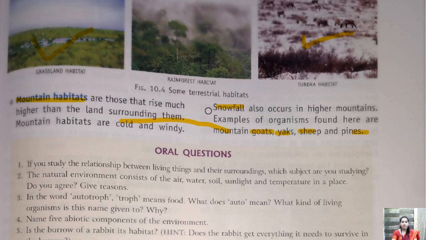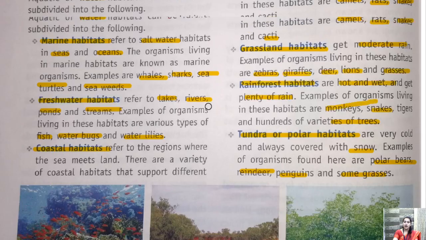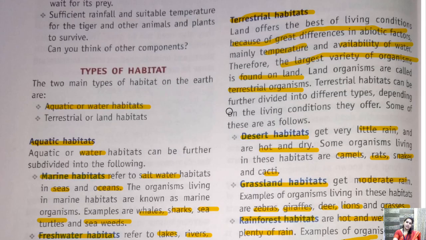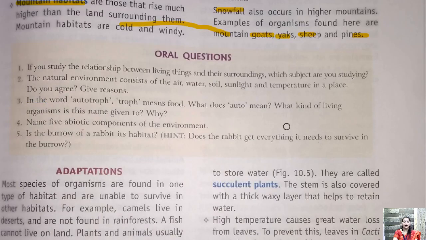Got it? So animals, depending on their structure and their function, are present in different habitats. So this was about the types of habitat. I hope it is clear to you. Now children, let's quickly go to the oral question answers. Please take out your pencil kits. Hurry up. Take out your pencil. Let's do this oral question answer.